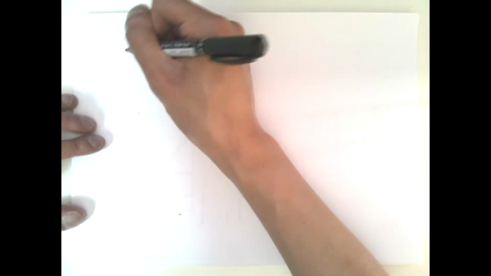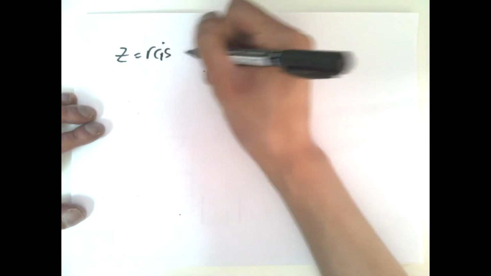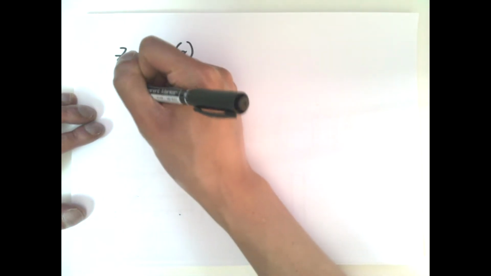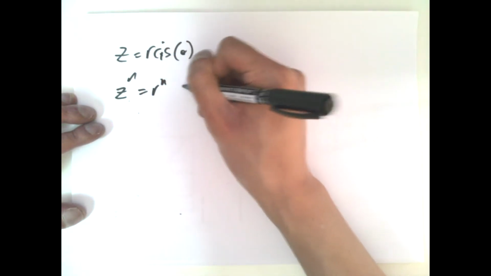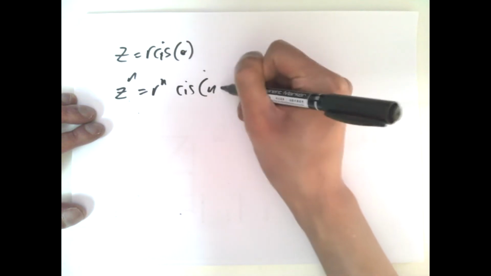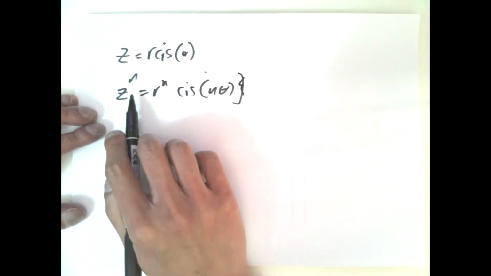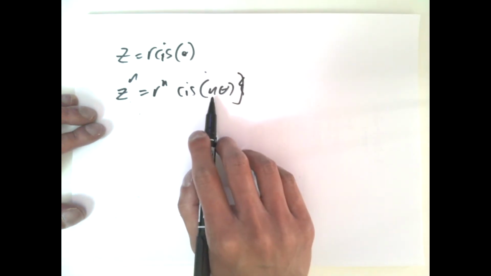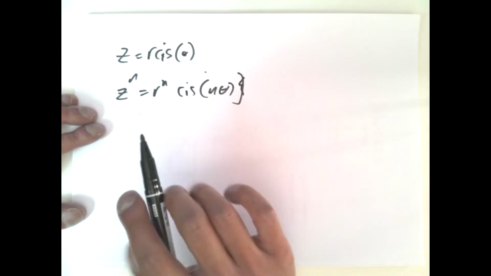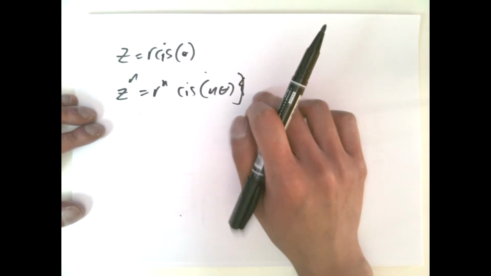This leads us to a hypothesis that if z is equal to r cis theta, then z to the power n is equal to r to the power n cis n theta, where n is a positive integer. And for some reason, instead of powering up the entire cosine i sine, we can actually put the n inside the argument. Let's prove this statement by induction.